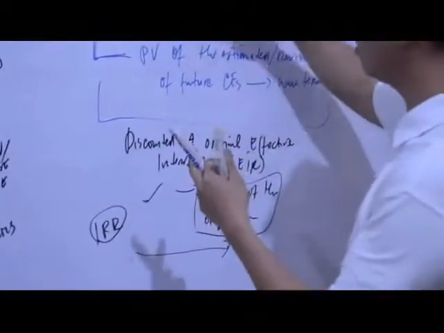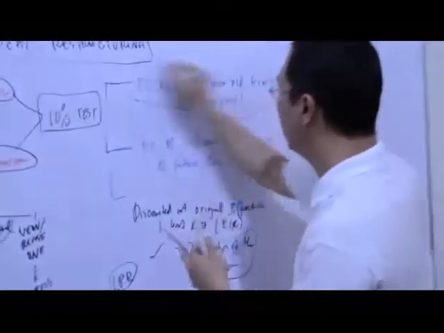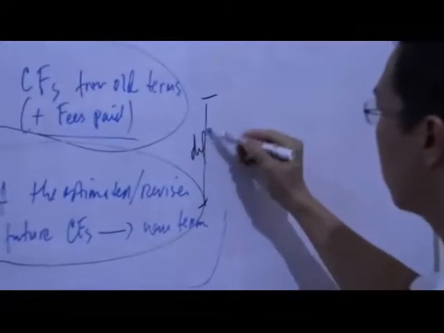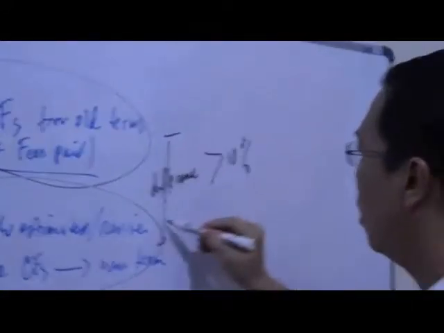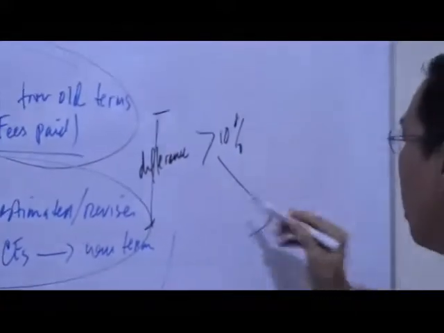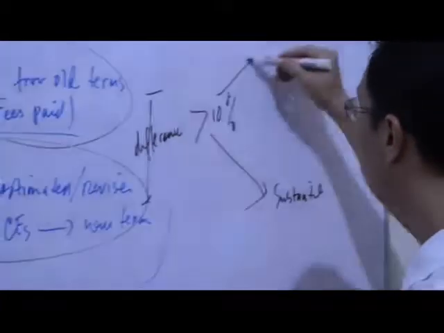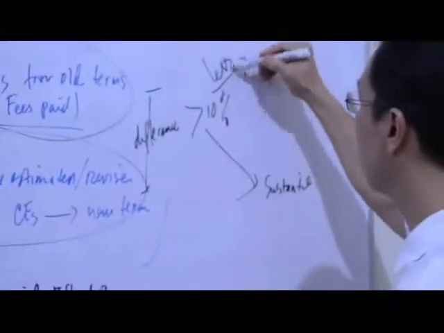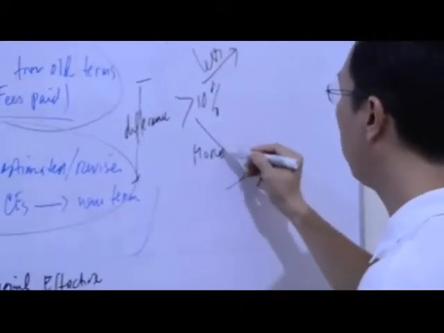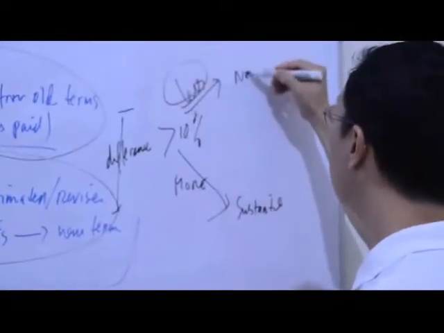Once you discount all these, you compare the two present values and look at the difference. If the difference is more than 10%, then it is called substantial. If it is less than 10%, then this is non-substantial.